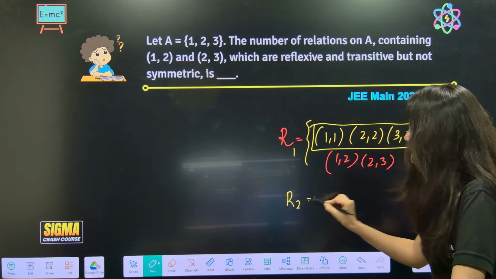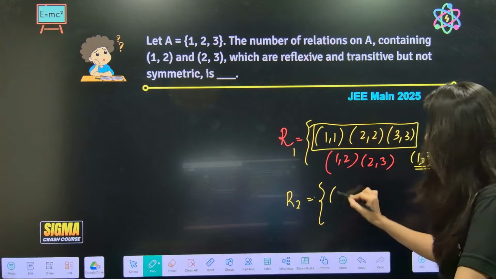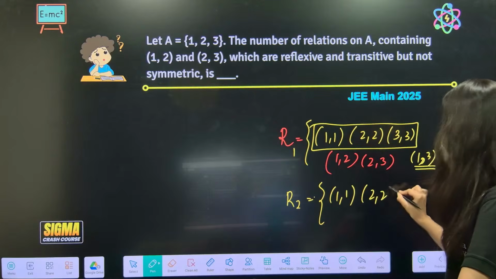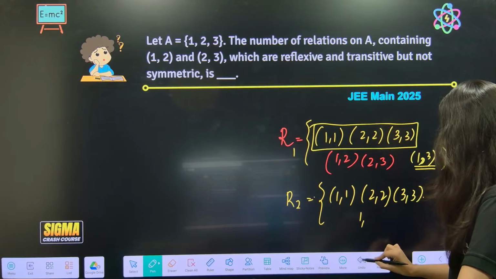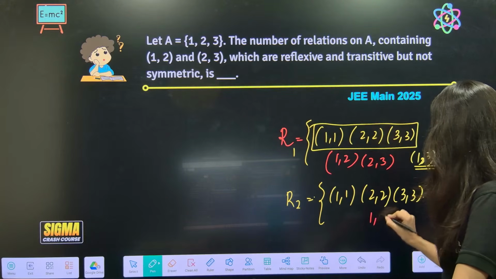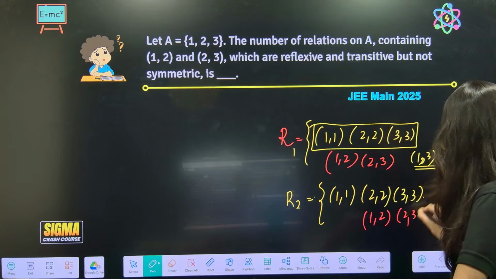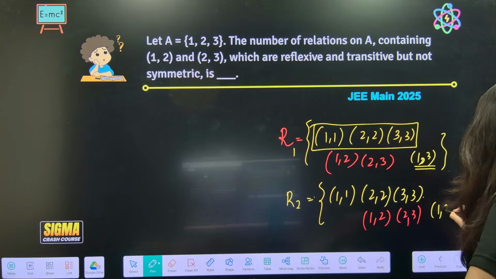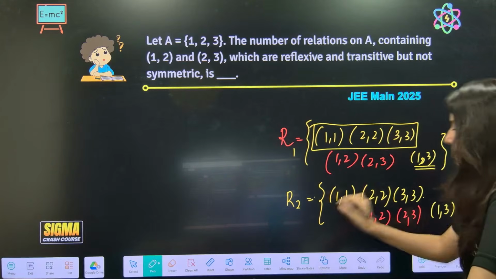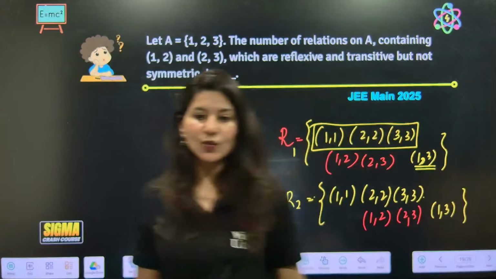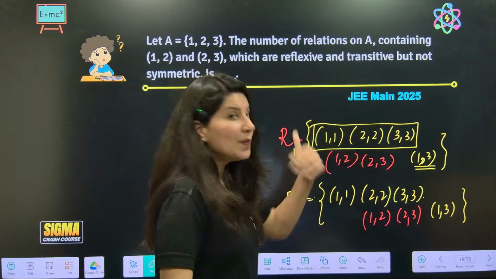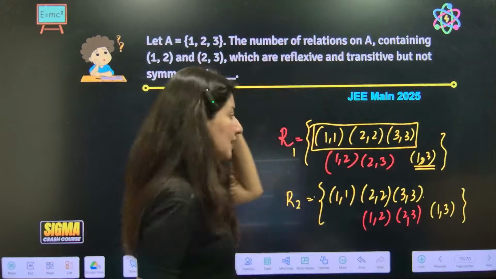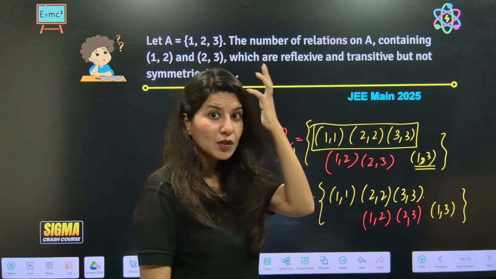Now R2. R2 will again have 1, 1, 2, 2 fixed, because reflexive. Okay. Now this time 1, 2 and 2, 3 they have given. And bare minimum I have to add 1, 3. But this is R2. I can't make R1 and R2 similar. Right? So I need to change the relation. We have to think about another relation. This is the bare minimum you have to do to make it reflexive and transitive.